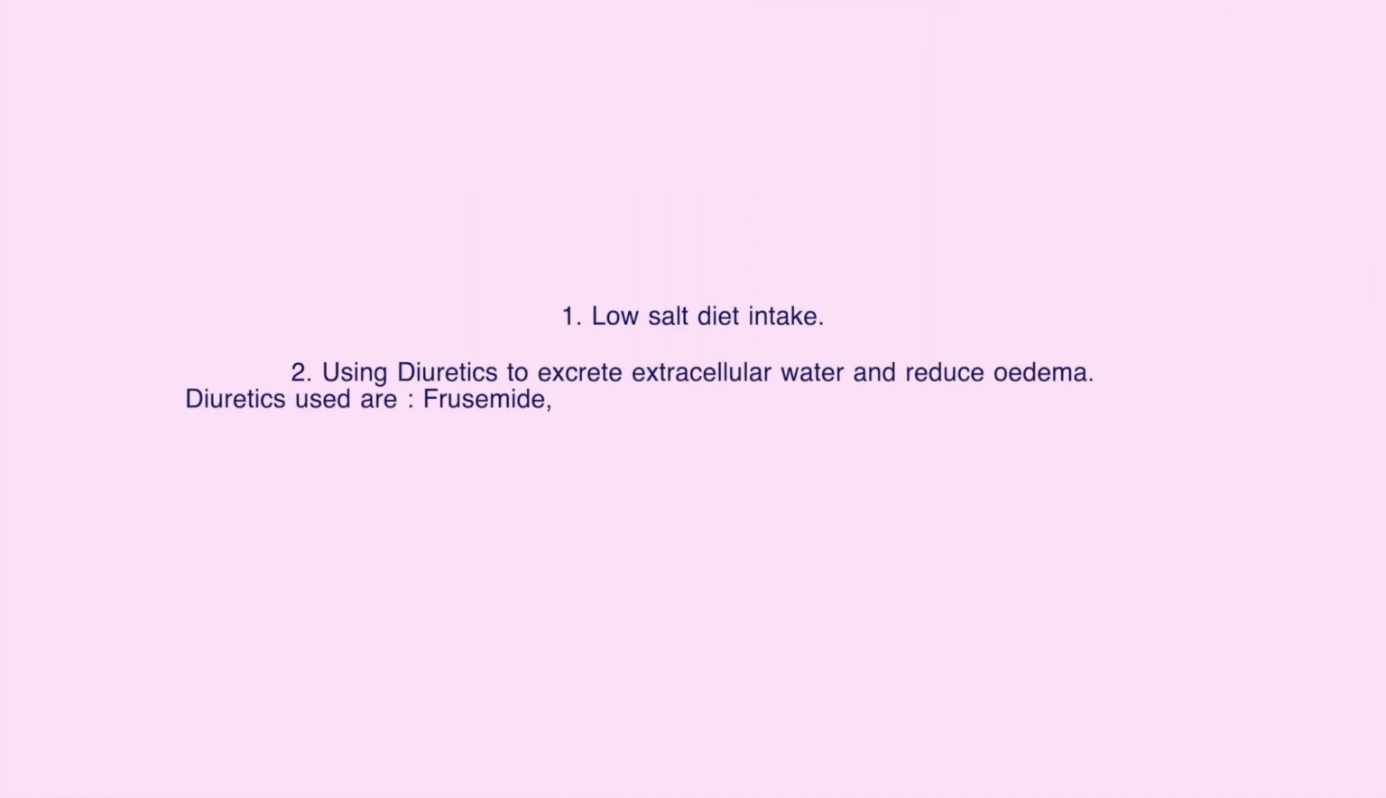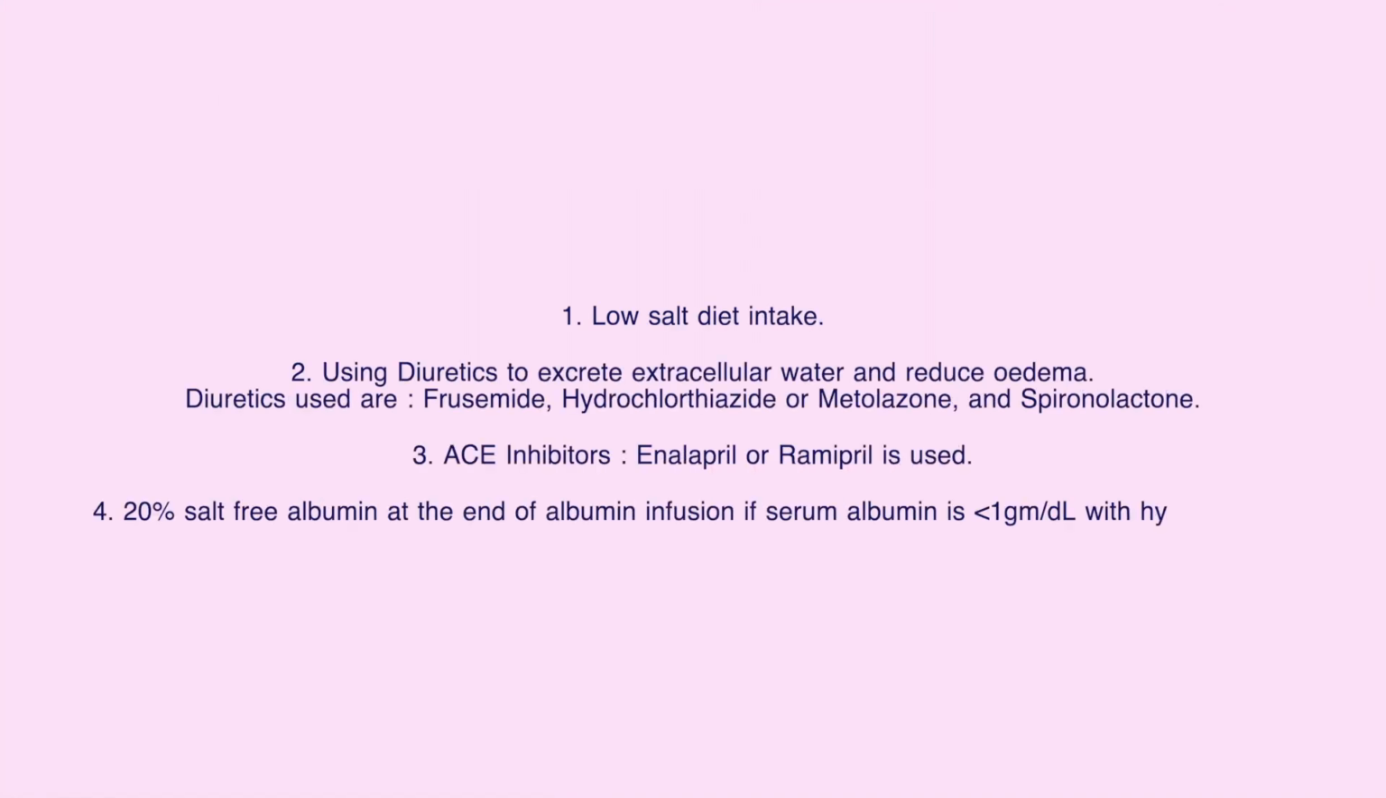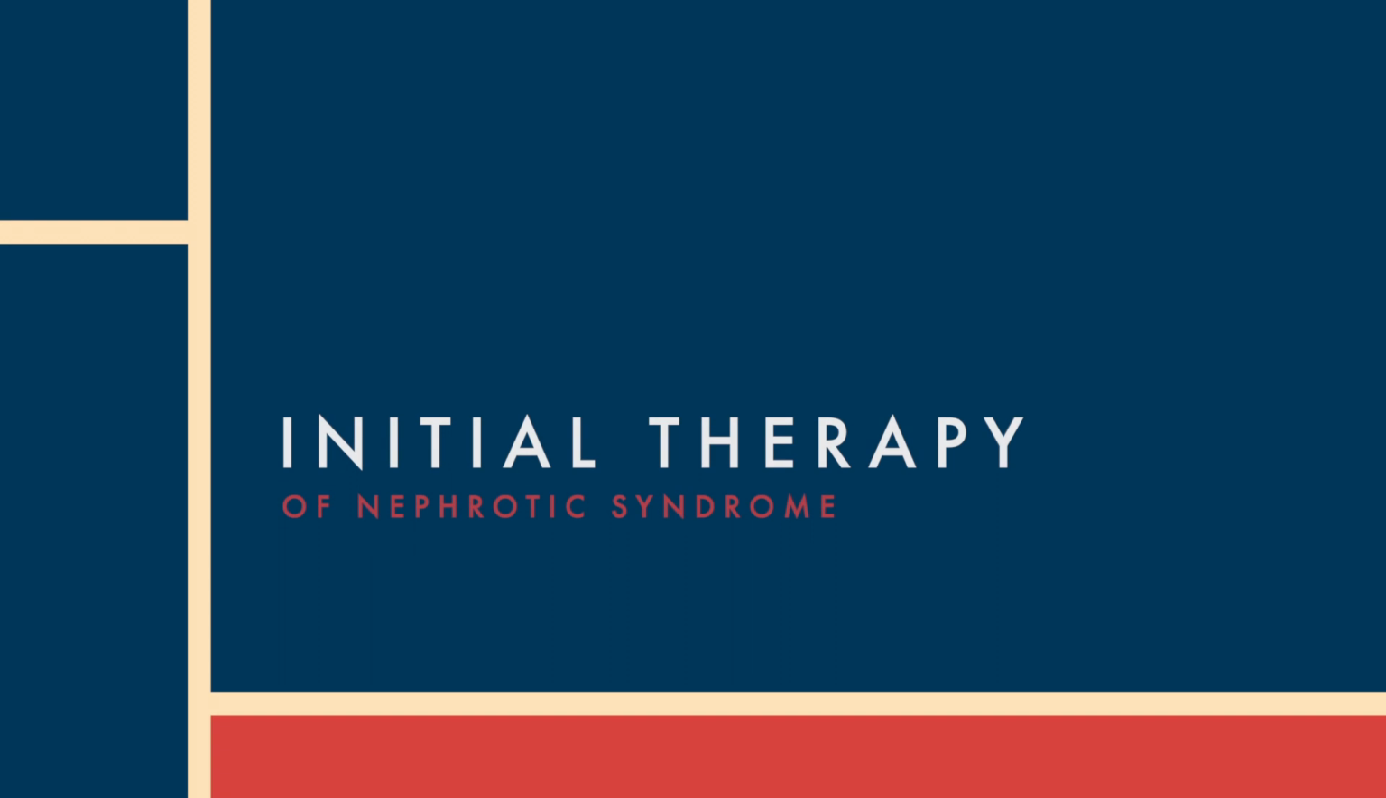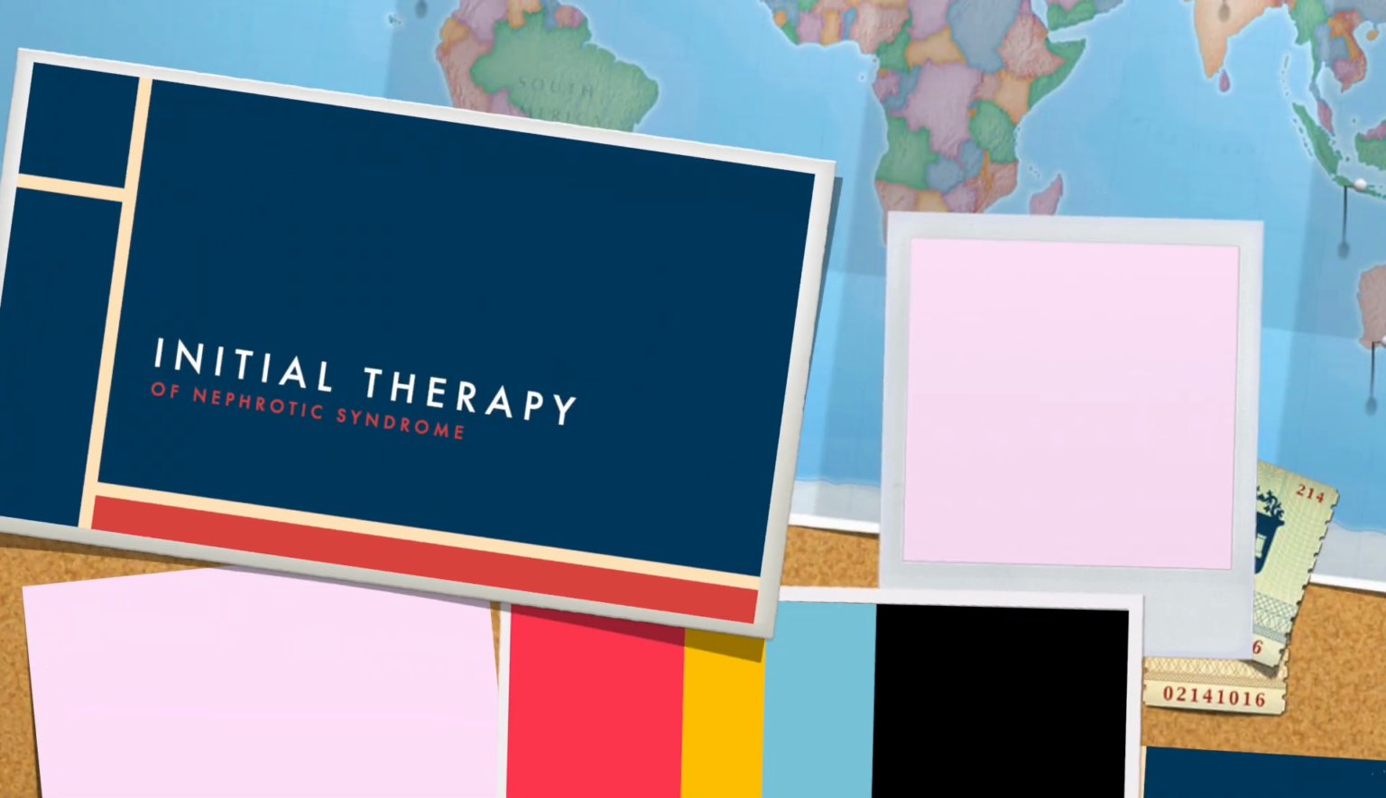Low-salt diet intake. Using diuretics to excrete extracellular water and reduce edema. Diuretics used are furosemide, hydrochlorothiazide or metolazone, and spironolactone. ACE inhibitors, enalapril or ramipril, are used. 20% salt-free albumin at the end of albumin infusion if serum albumin is less than 1 gm per deciliter with hypovolemia. Now let's start the specific therapy in detail. At first, the initial therapy.